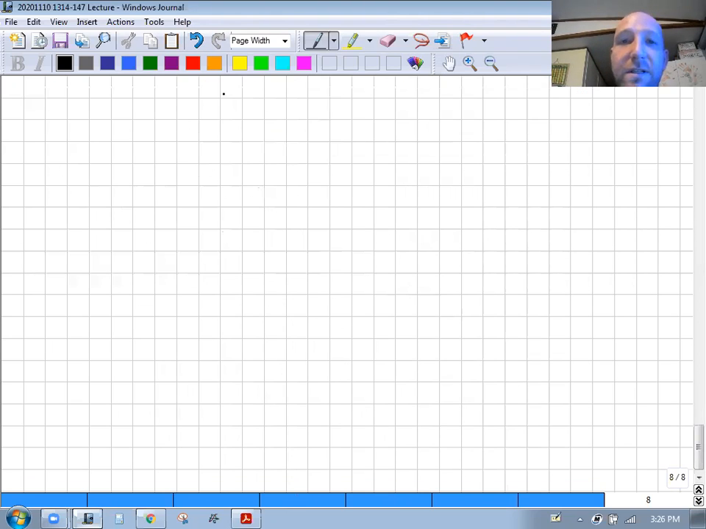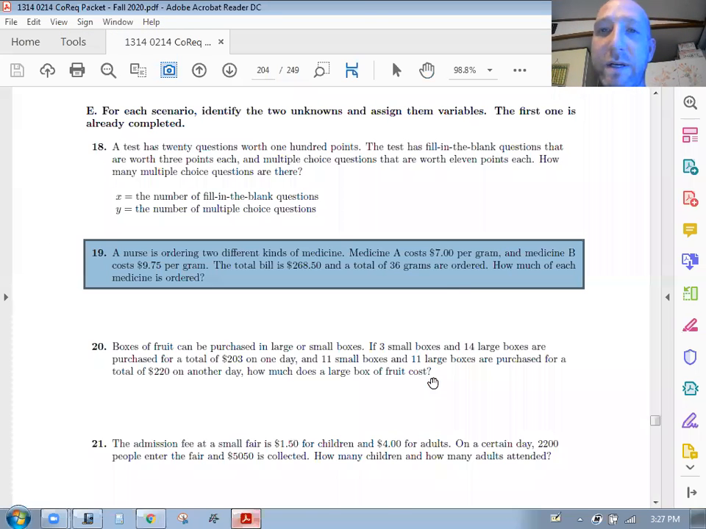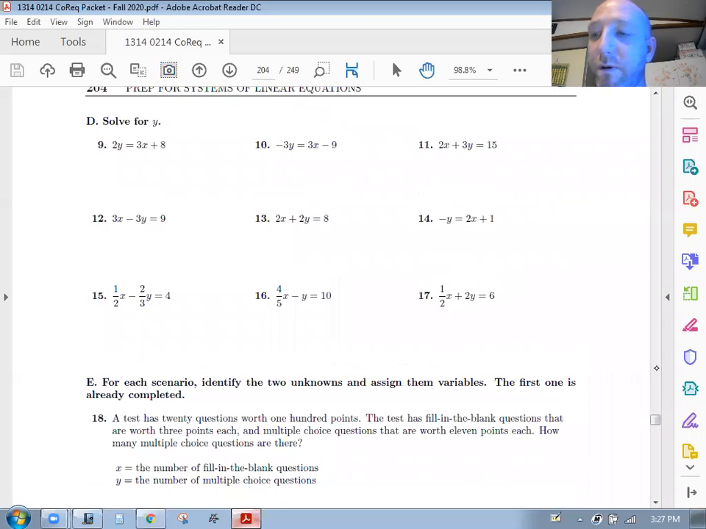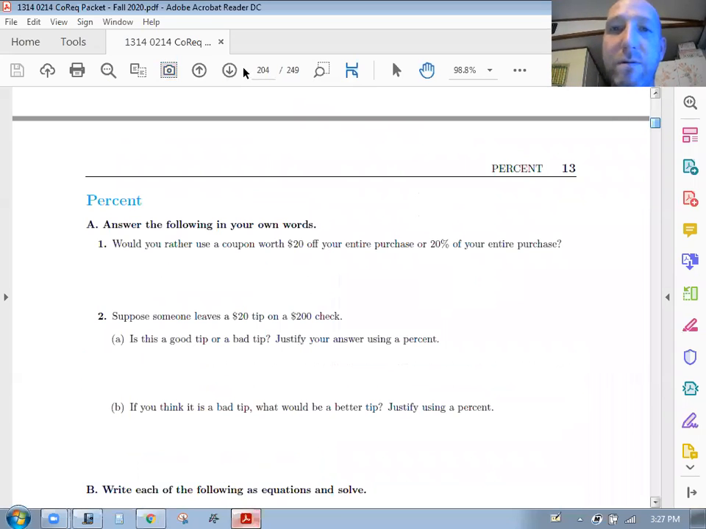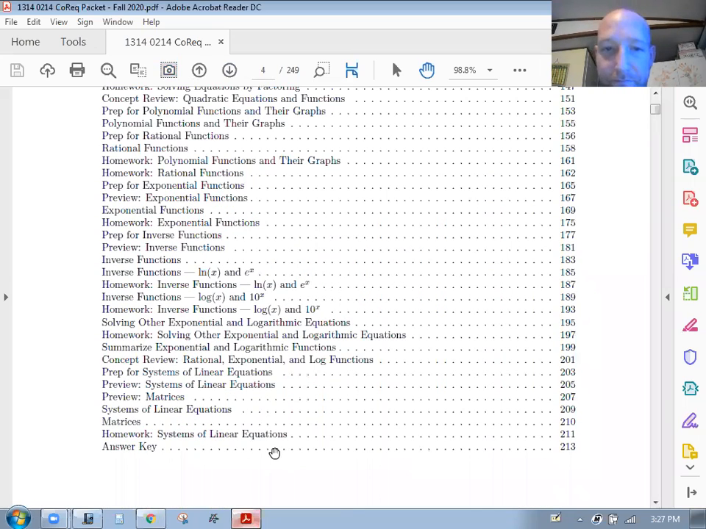So let's have a quiz here. This is quiz number 23. And we are on page 204. So anything before 204 is fair game. Let's see, let's look at page 197 here. Solving other exponential and logarithmic equations.